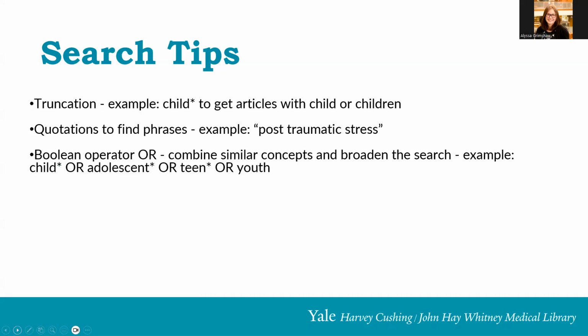We also want to use Boolean operators. So for OR, we want to combine similar concepts to broaden the search. So for instance, child OR adolescence OR teen OR youth. And so that will bring in all of these different types. We want to think about how the people are describing the title and abstract of the papers that we want to retrieve. Are they calling them adolescents, teens, young adults? What's the population of interest and how can we retrieve all of those in?